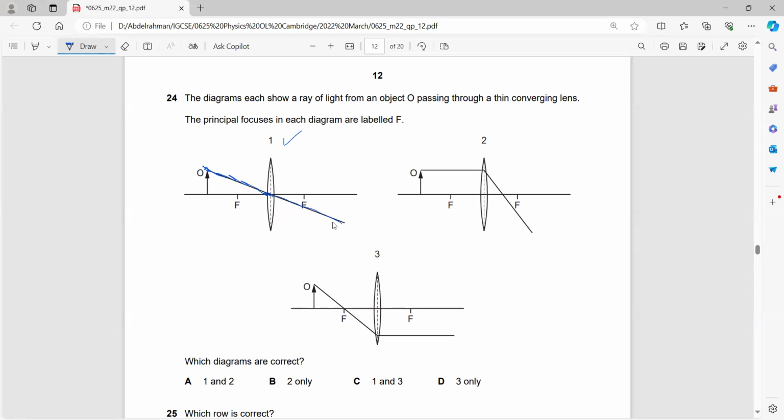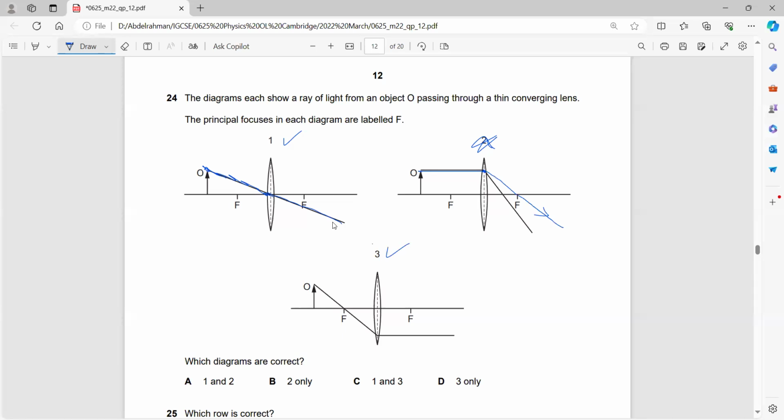Two. A parallel ray, as it reaches the lens, refracts. Yes, it refracts and moves downward. But is this diagram correct? Actually, it's not. Why is it wrong? Because it has to move through the focal point, the principal focus. This line has to go through the principal focus. So that's why two is wrong.